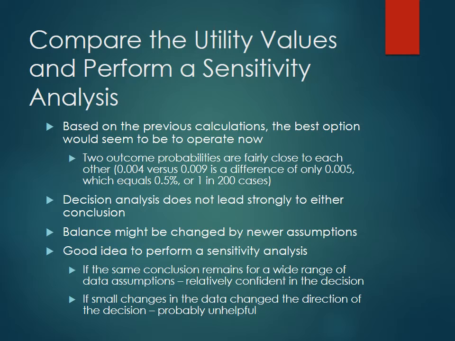But say you introduce a new assumption, say values change over time, or say you have a new surgery technique that lowers the risk of death, or something else like that. That can start to change the weights of those averages and may lean towards one or the other. And so by performing the sensitivity analysis, you can see if the same conclusion is going to remain for wide ranges of data assumptions, in which case you can remain relatively confident in those decisions. If small changes in the data change the direction of the decision, it means it's not very stable, meaning that even small changes in your assumptions can lead to big changes in whether those decisions are going to be kind of equally stacked.